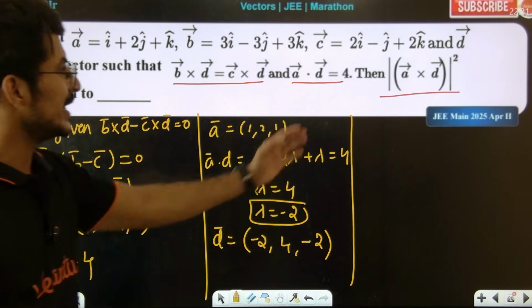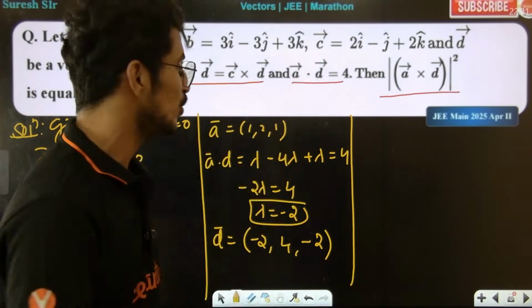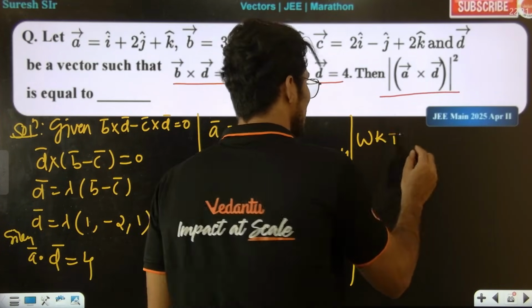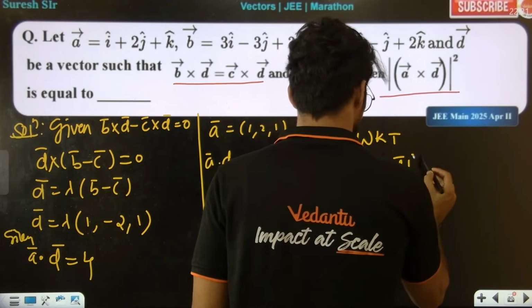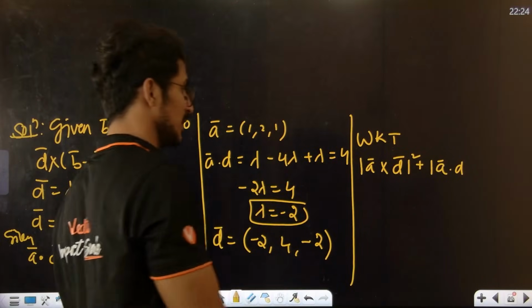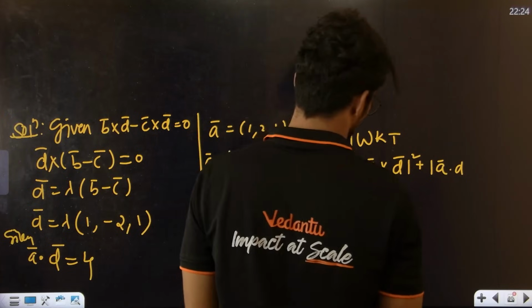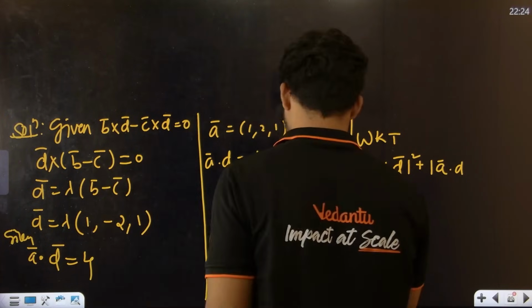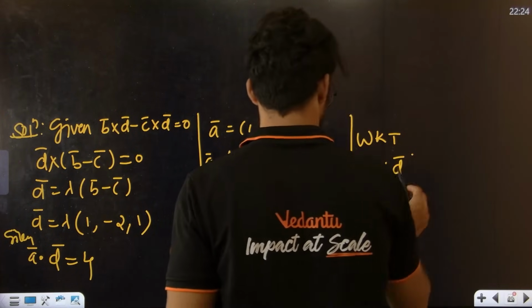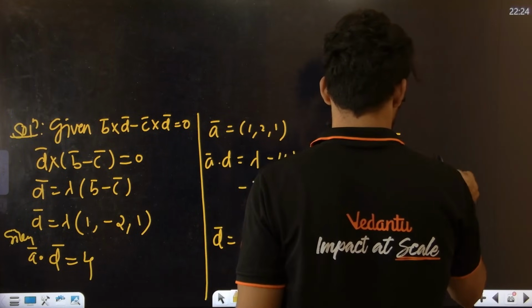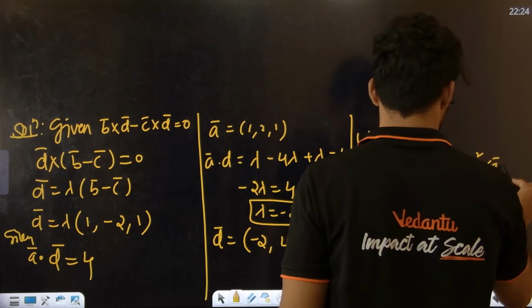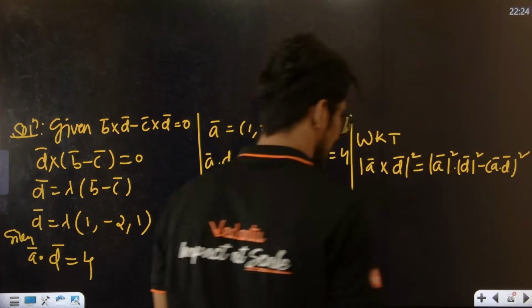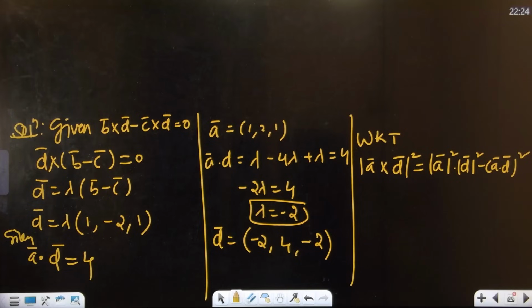Now what I need is the magnitude of A cross D whole square. We know Lagrange's identity again. A cross D whole square can be written as magnitude of A square times magnitude of D square minus A dot D square. Any doubts? Cool. We got everything.